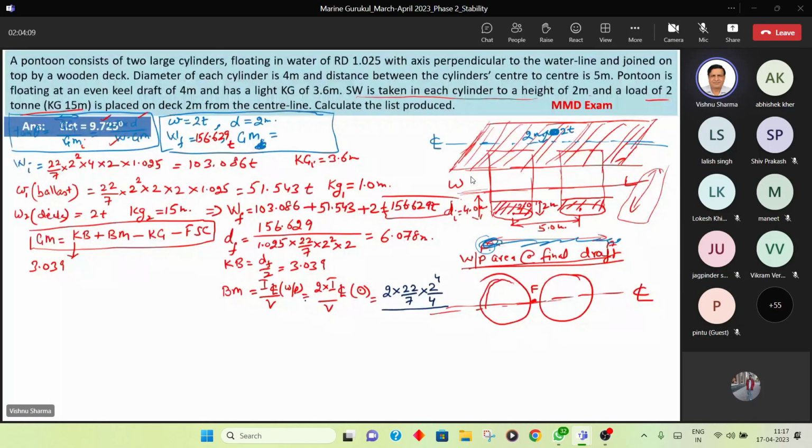We know the final displacement. What is it? 156.629. And if I divide by 1.025, I'll get the volume of displacement. Yes or no? Correct, sir. Yesterday we were doing it, no? When displacement was given. Correct, beta? Yes or no, guys? Yes, sir. So BM in the final condition, please calculate, is it coming 0.165 meters?